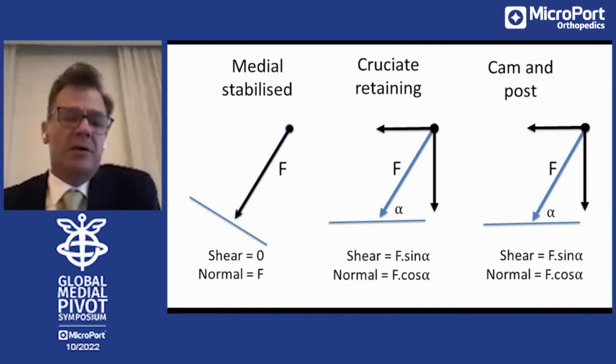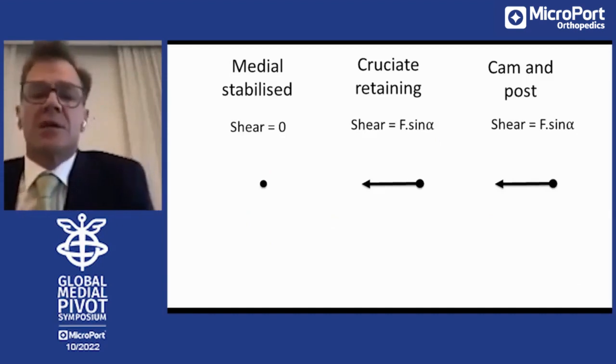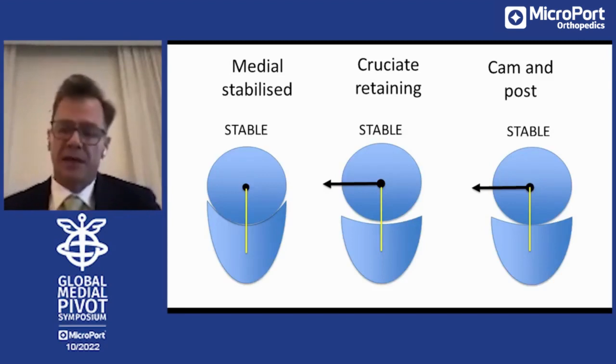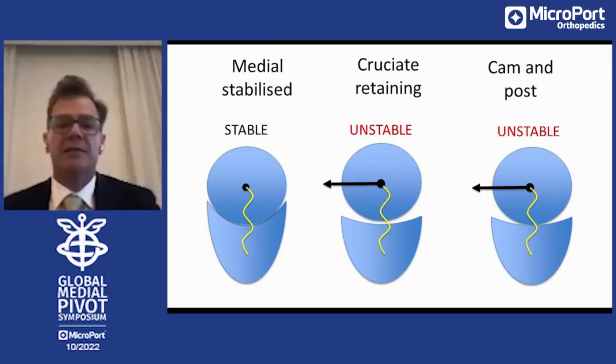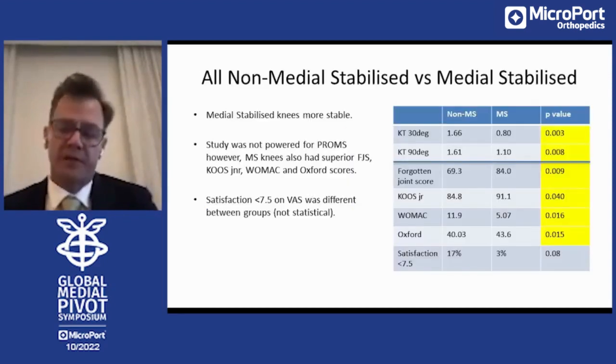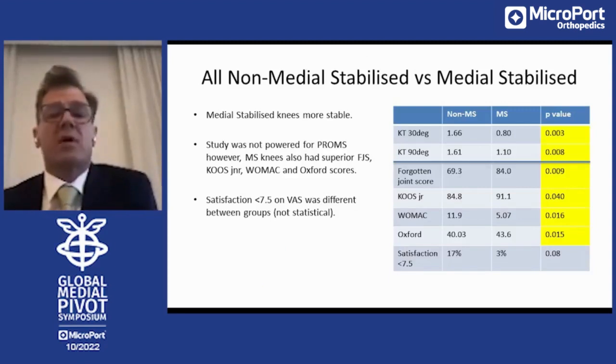The medial stabilized knee will be a normal force at the functional positions of the joint, and so there's no shear force. So you don't require ligaments to stabilize the knee. If there is a shear force to be resisted and you balance the knee perfectly, you'll have a stable knee. But if you don't balance the knee perfectly and you have some laxity in your ligaments, then the medial stabilized knee will still be stable, but the cruciate retaining and the cam and post, or the round and flat designs, will be somewhat unstable. So I think that's why we have these differences in stability with medially stabilized versus non-medially stabilized.